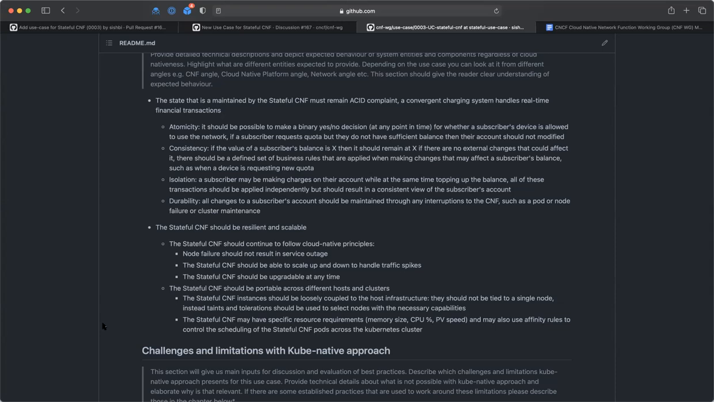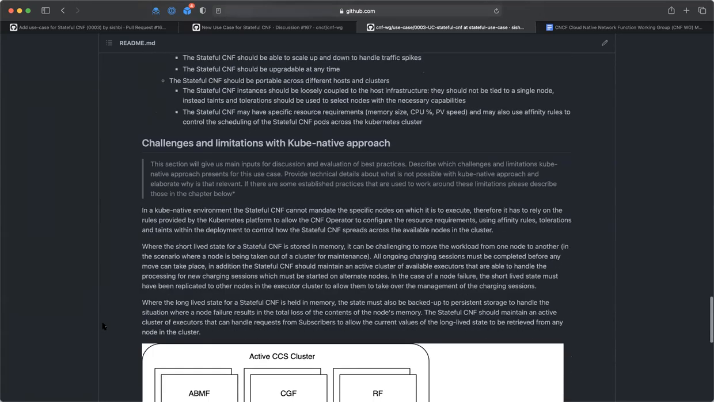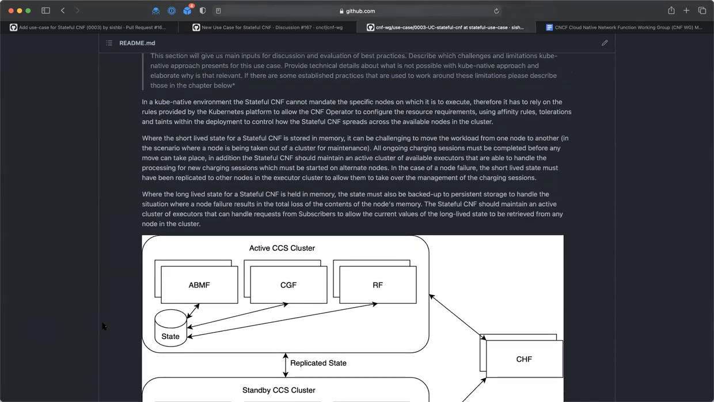I agree. I've tried to do that by writing this, by trying to keep it generic. Simon, it might be in the section on challenges and limitations, in the second and third paragraph. Yep, you're right there. Where the short-lived state for a stateful CNF is stored in memory, and then the next one where long-lived state is held in memory.